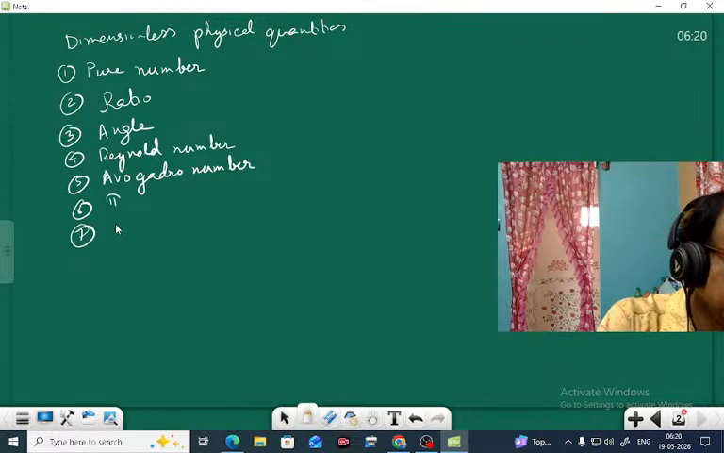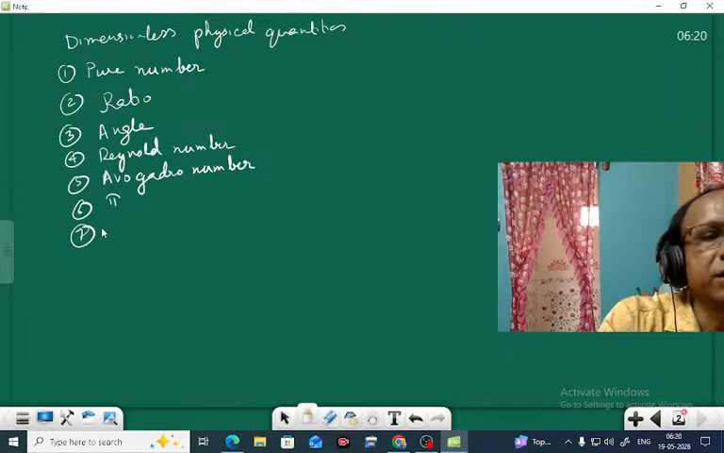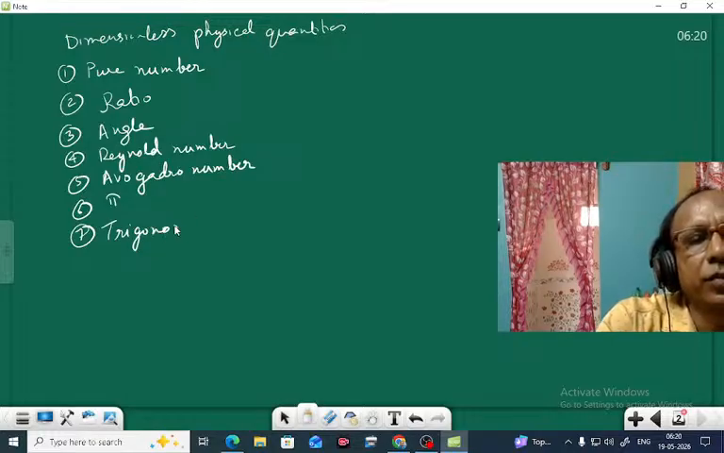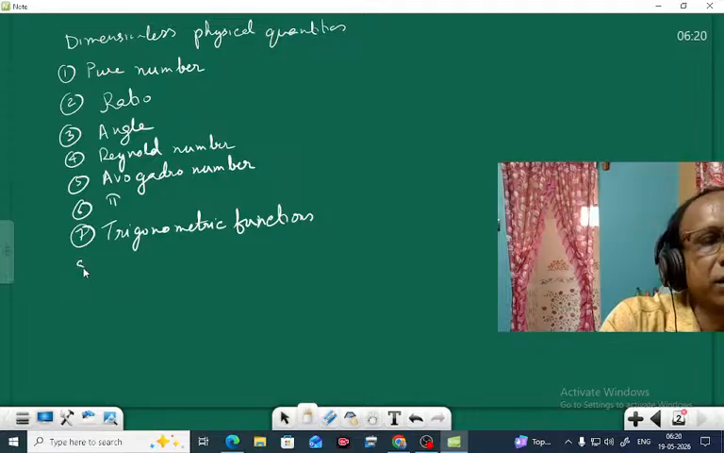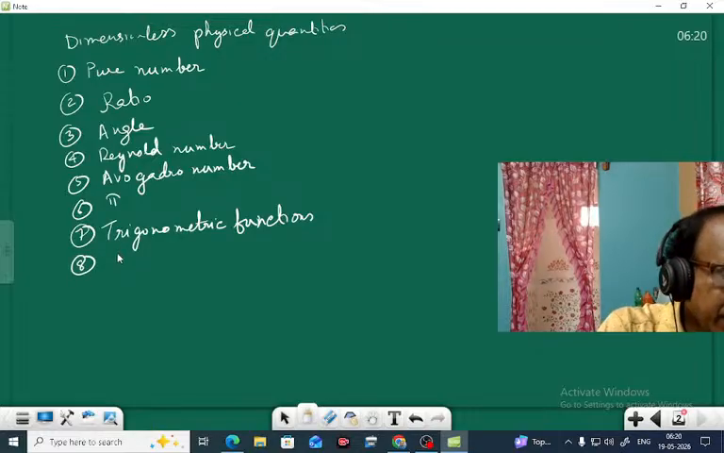Number 7 is trigonometric functions. These are also dimensionless constants. Sin theta, cos theta, all are dimensionless constants. Number 8 is the exponential function.